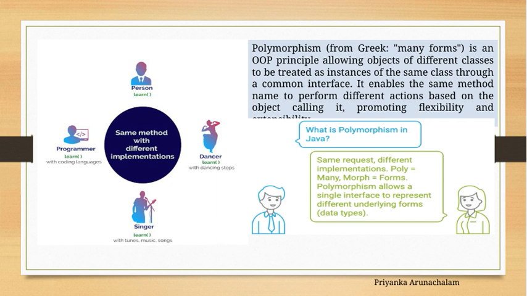One of the most powerful aspects of polymorphism is that it enables the same method name to perform different actions depending on the object that calls it. This flexibility allows us to write more extensible and maintainable code because we can add new classes without changing existing code. Overall, polymorphism helps us design systems that are more adaptable and easier to extend, which ties back to our broader theme of creating robust and scalable applications.